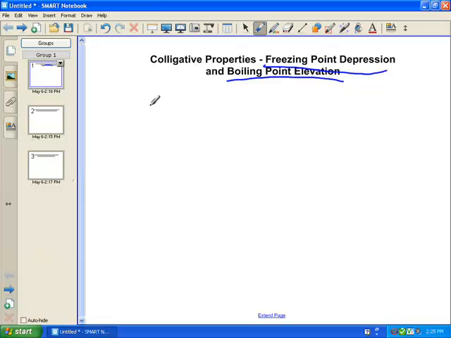There are a couple of formulas that we're going to use to identify what's going on in these two phenomena, and both formulas are essentially exactly the same thing. The first part of our formula is the freezing point depression or the boiling point elevation. F here is for freezing. If it was B here, we'd be talking about boiling point elevation.